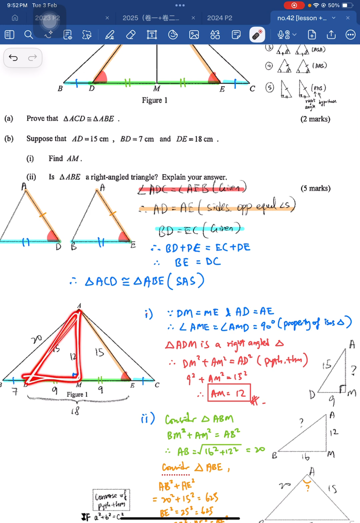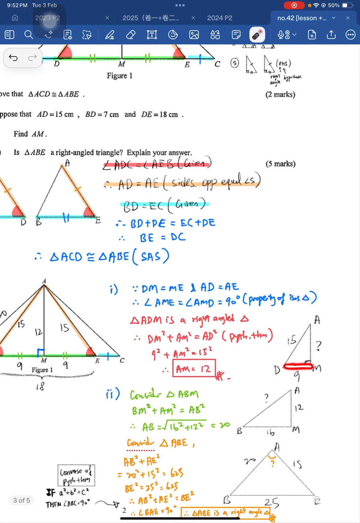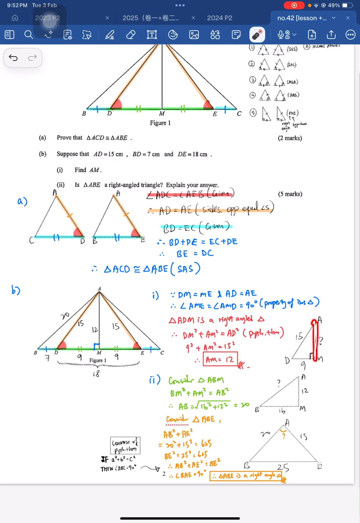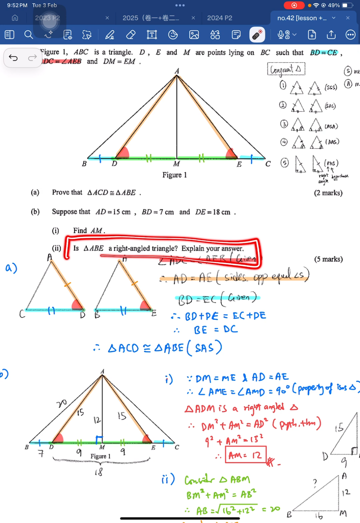If we consider ADM as a right-angled triangle, I draw it out here, then I can say that DM squared plus AM squared gives you the hypotenuse AD squared. Then we can substitute the numbers that we have. DM is equal to 9, so 9 squared plus AM squared equals 15 squared. Using a calculator, you can find out that AM should be equal to 12. Then for B2, we need to show that ABE is a right-angled triangle.